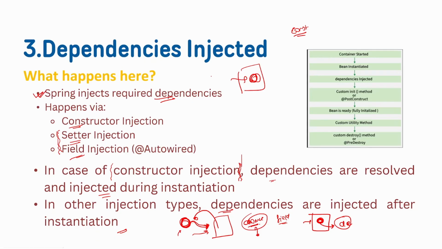In case of field injection and setter injection, these are different phases, but in case of constructor injection, both are the same: dependencies are resolved and then injected during instantiation. In case of constructor injection, first the dependencies are resolved and added to the Spring context and then injected, and then the object is created.